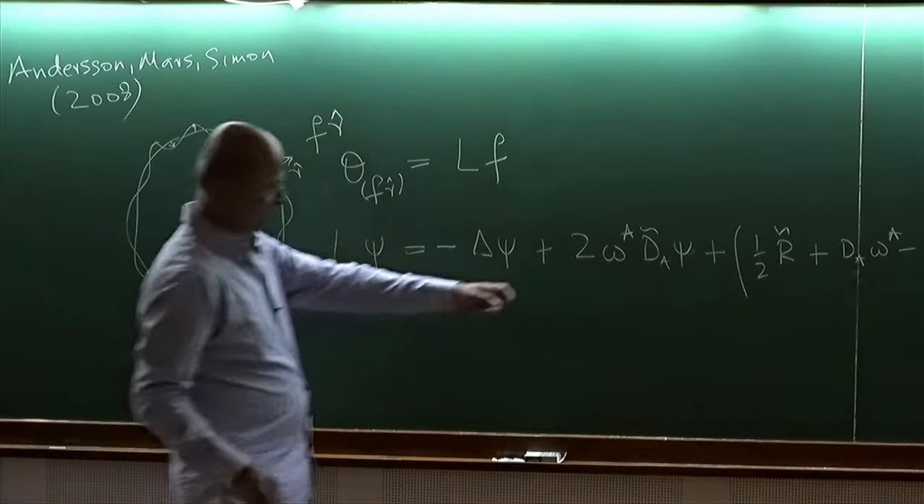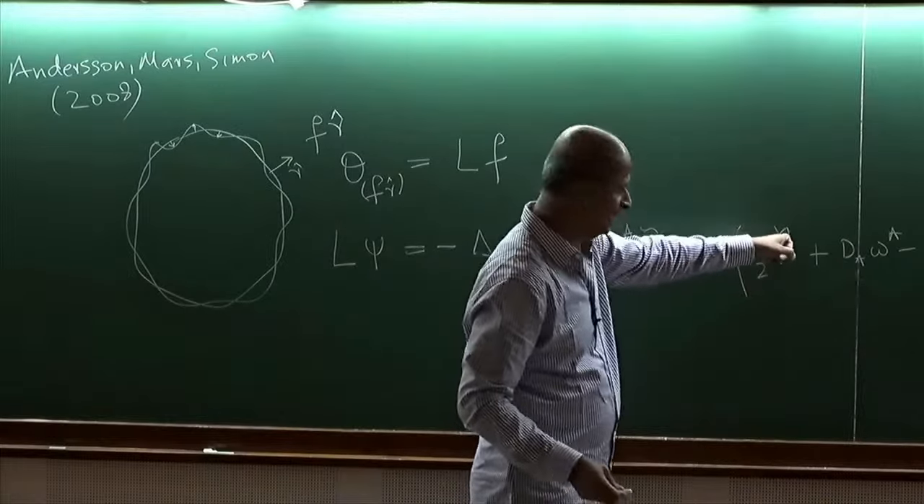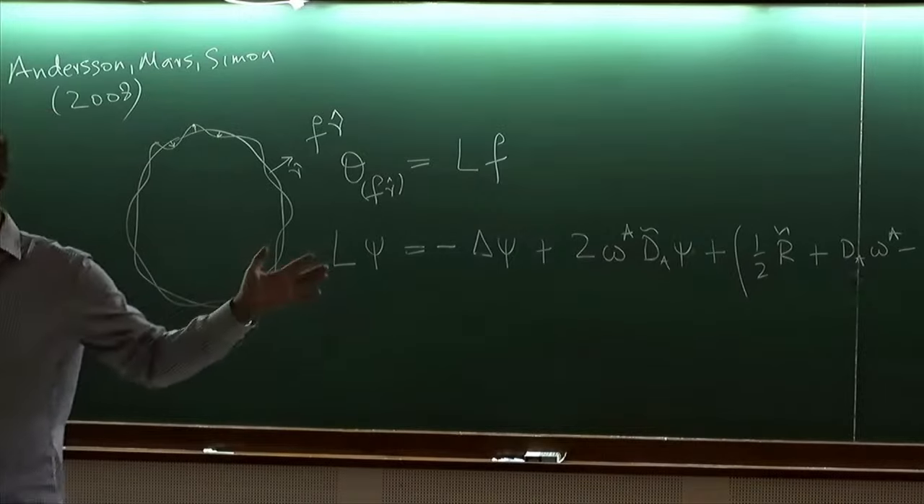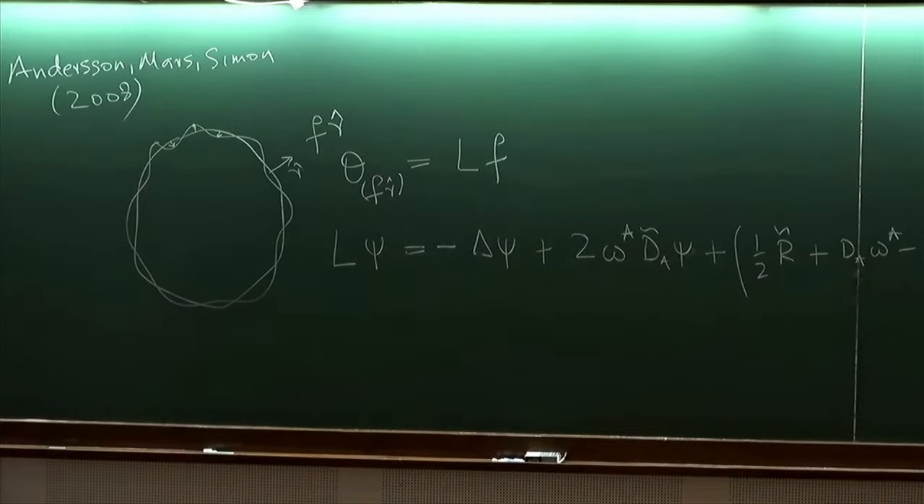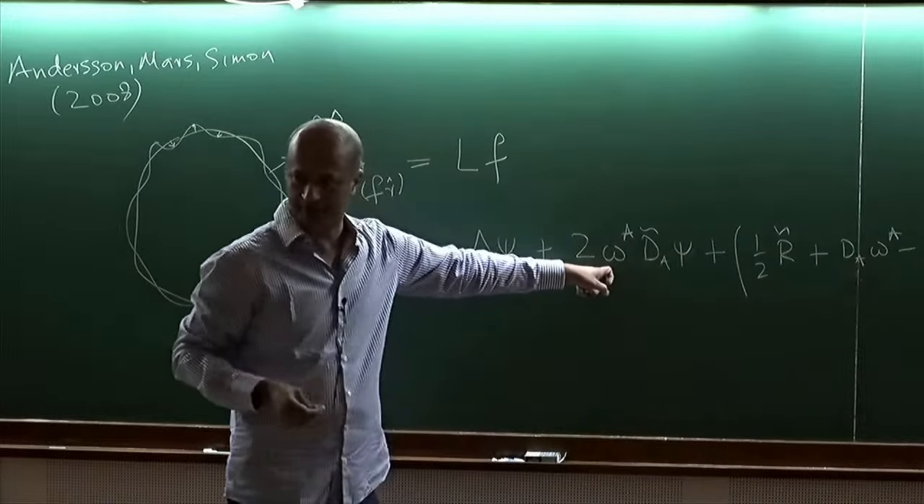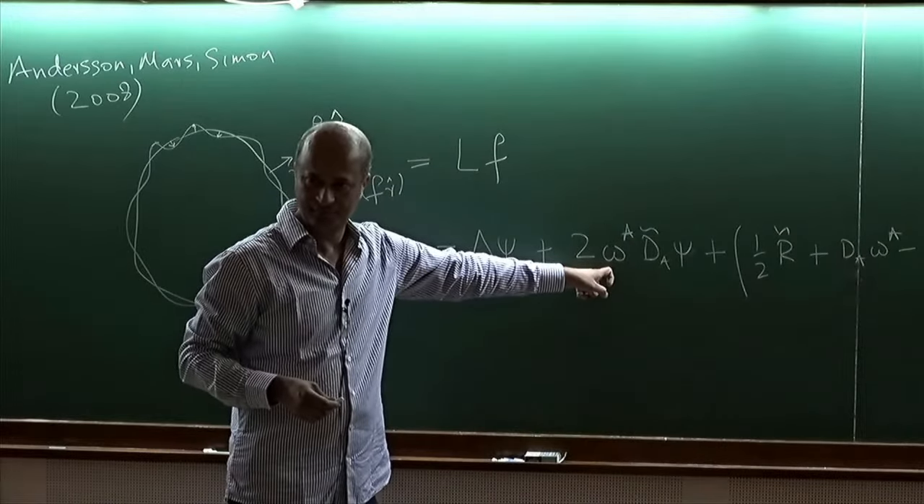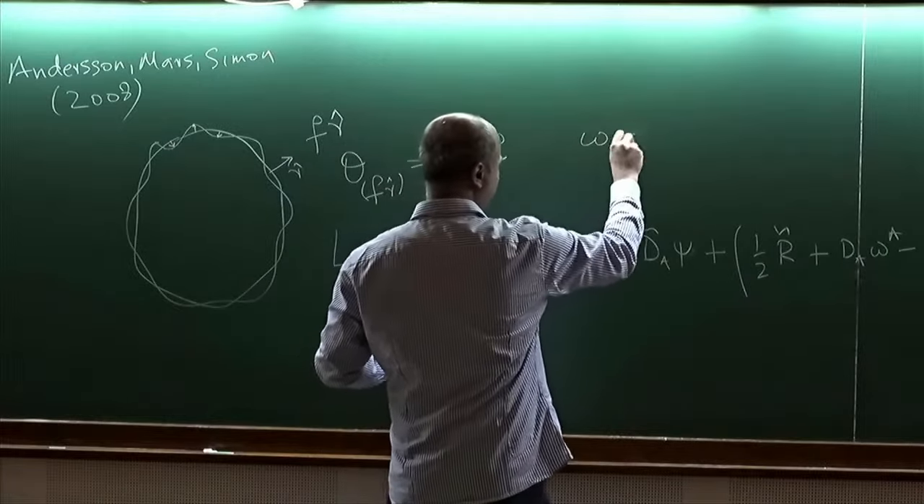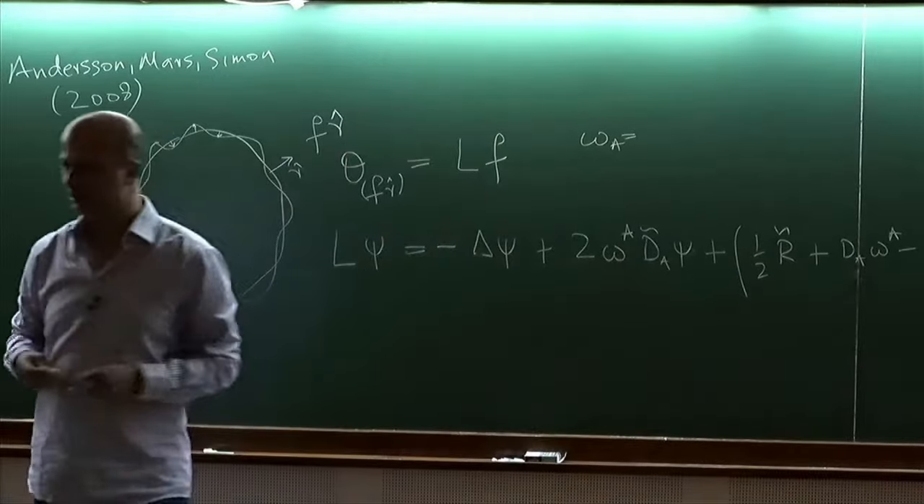So let me explain what these terms are. This is the intrinsic scalar curvature on the sphere. If it's a round sphere, then that's a constant. This is the divergence of the same vector that appears here. And that vector happens to be the following. This will play an important role now in the rest of the lecture.